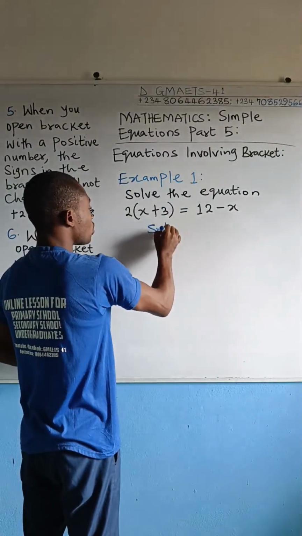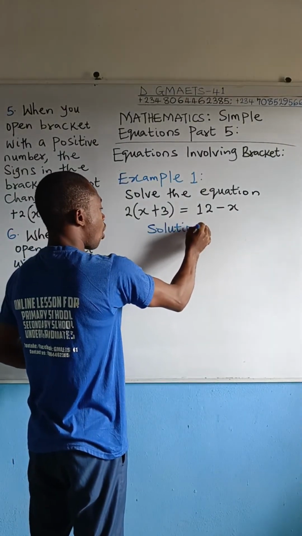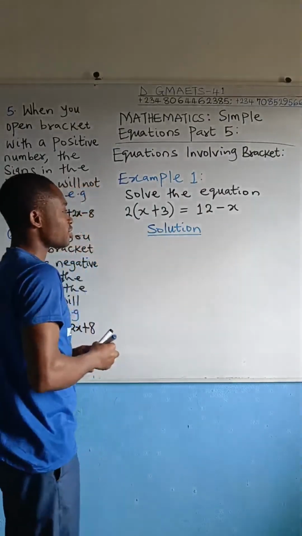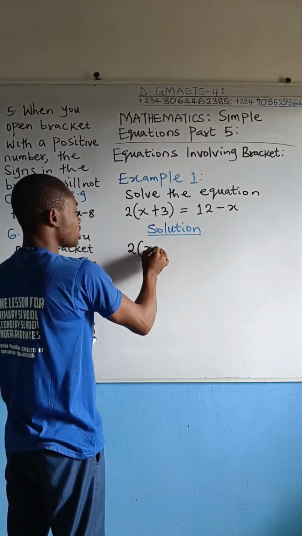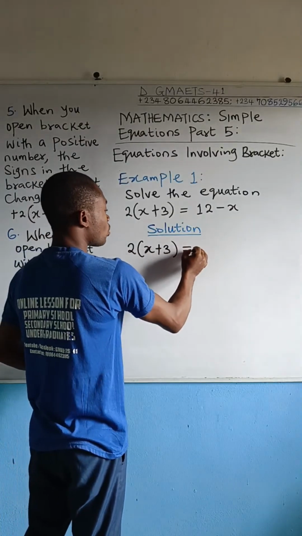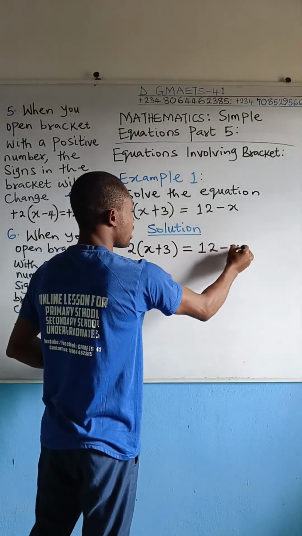We are going to solve this question, and then let's learn more how we can apply the secrets I have explained or given to you. The question given is 2 bracket x plus 3. That will be equal to 12 minus x.